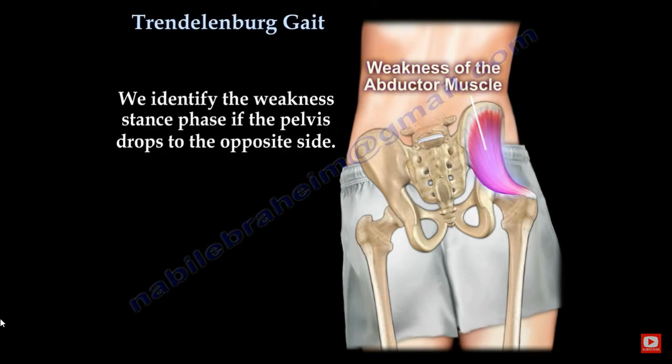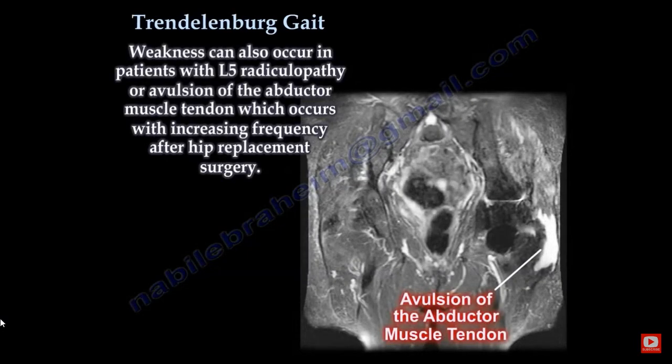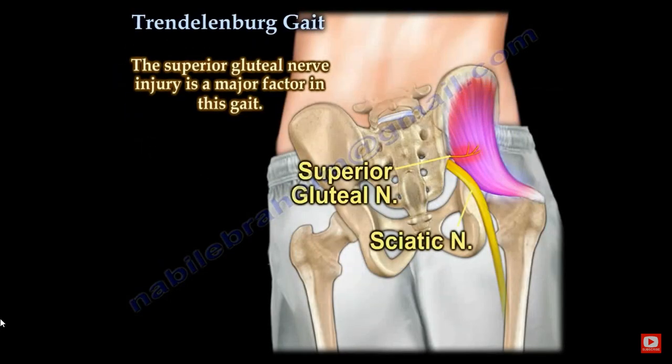Here you can see an example of weakness of the abductor muscle, as well as avulsion of the abductor muscle tendon. Weakness can also occur in patients with L5 radiculopathy or avulsion of the abductor muscle tendon, which occurs with decreasing frequency after hip replacement surgery. The superior gluteal nerve injury is a major factor in this gait.